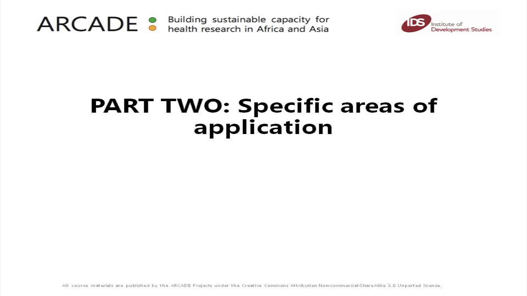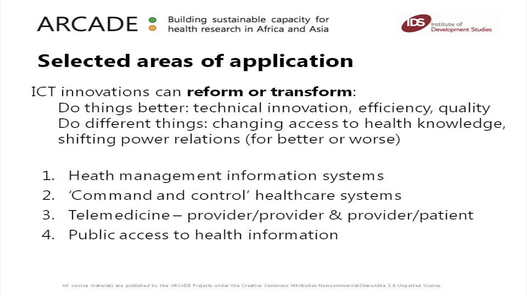In this second session, I want to talk about some areas of application of ICTs in the health sector. While I go through the different areas, I'd like you to remember that I said that ICT innovations can either reform or transform health systems. So by reform, I mean that you do things better within the existing system through technical innovation, improving communications, improving the way in which we keep track of drugs, staff, payments, and so on and so forth, improving efficiency, improving the quality of services. By transformation, I mean that we might do different things.